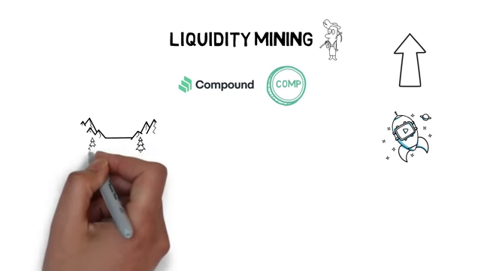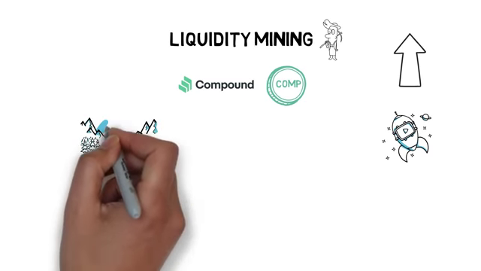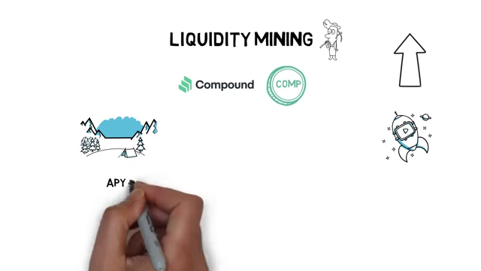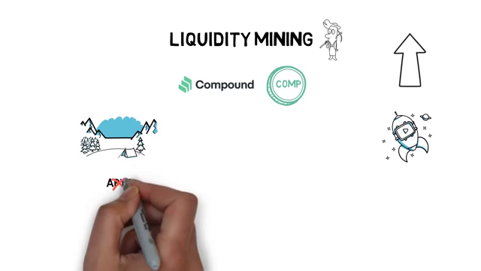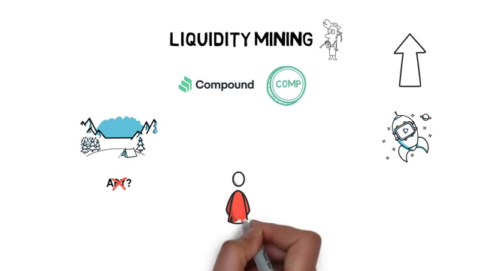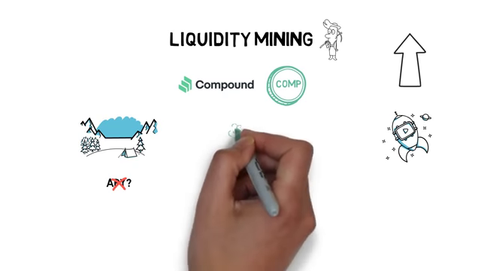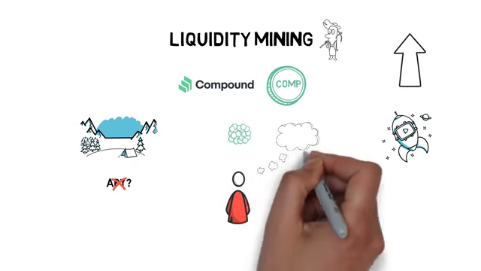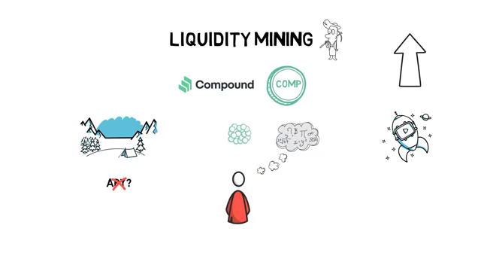Comp farming basically changed the whole landscape of finding the best yield, and checking the APY of a deposit was no longer sufficient. To find out the actual yield, you would have to add up all the extra tokens that were being distributed. Finding the best strategies became more and more complex.